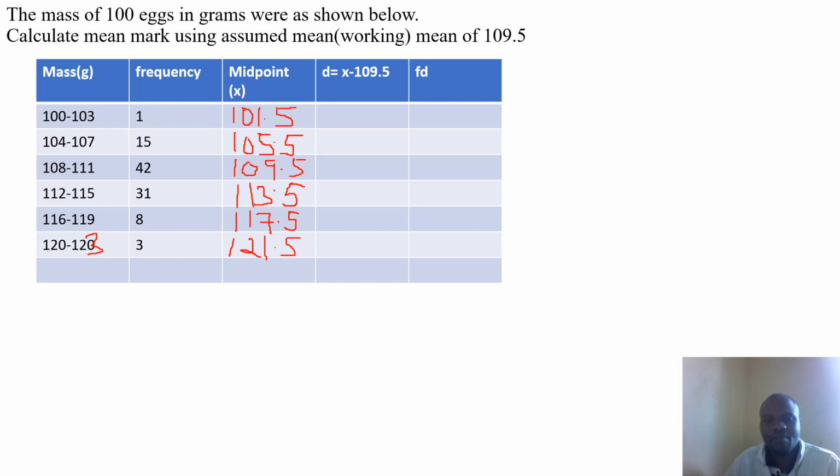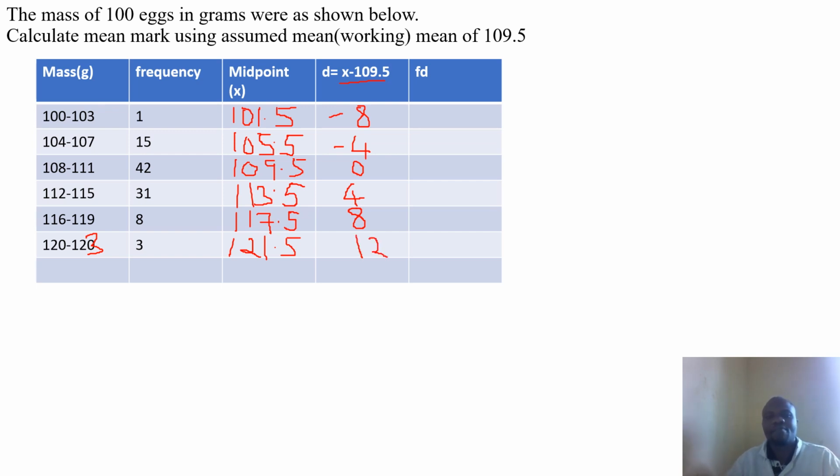So now the next column that I'm supposed to get is the difference between my midpoint and the assumed mean that I'm using. That is x minus 109. If I subtract these, here I'll get negative 8, here negative 4, negative 4, here a 0, here a 4, here an 8, and here a 12.